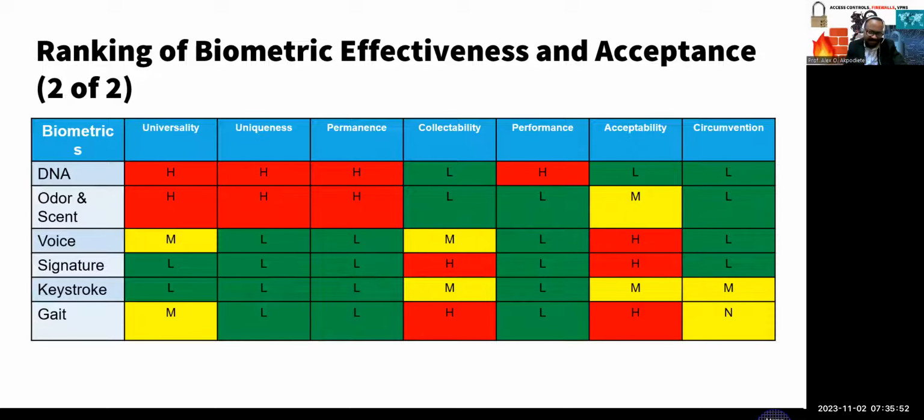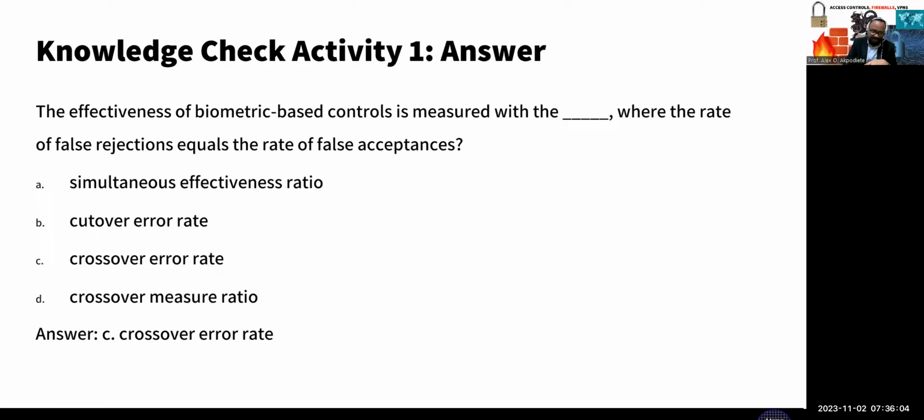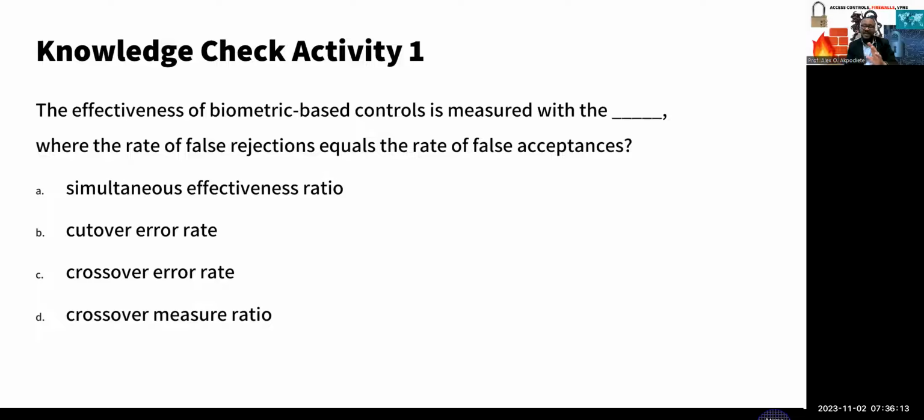See the last one I said, the gait and the keystroke. Is it unique? How permanent is it? So you can say, which one do I want to implement in my organization, right? So what we call a crossover ratio, which is the answer here, crossover error rate, is what we use to decide the effectiveness of a biometric system, or the control.